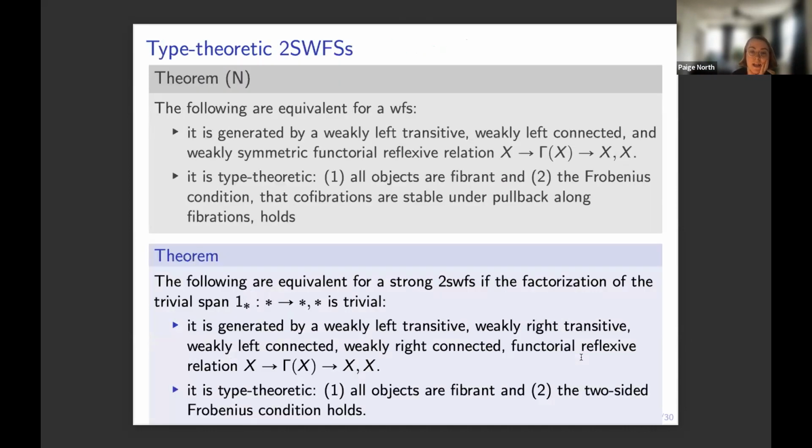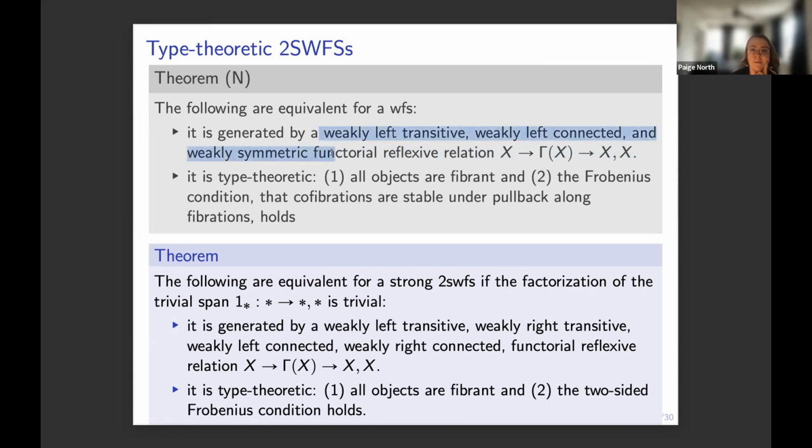Okay, and then this is maybe getting a bit more detailed, but I wanted to connect it back to the dialectic between weak factorization systems and mapping slash path objects slash identity types. So this is a theorem that I proved in my thesis about this correspondence. If we have a weak factorization system, then we can show that it's generated by a functorial reflexive relation like this that we talked about in the beginning of this talk.